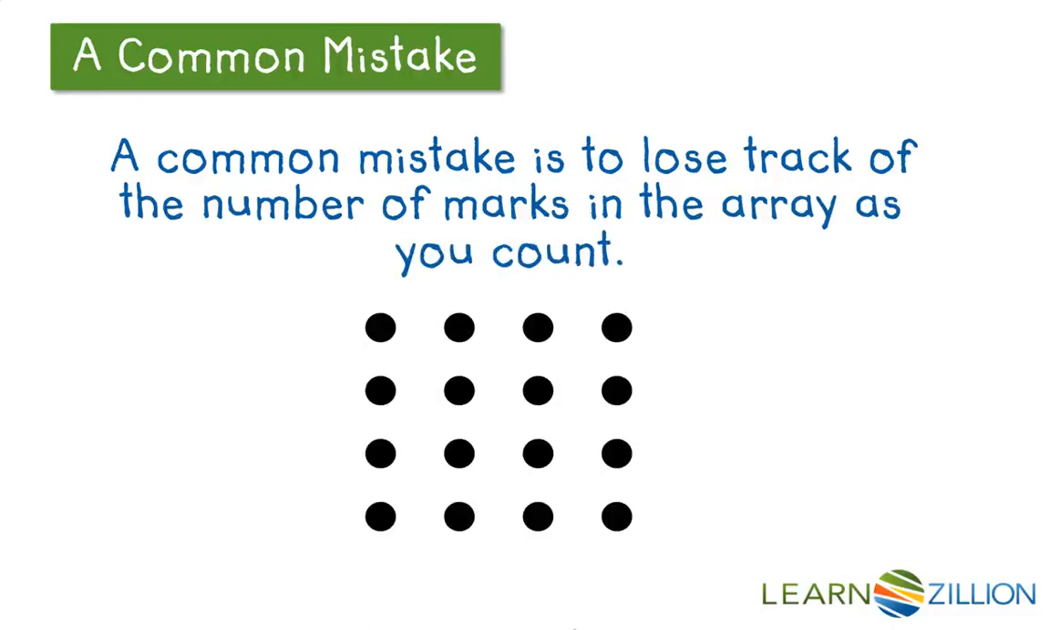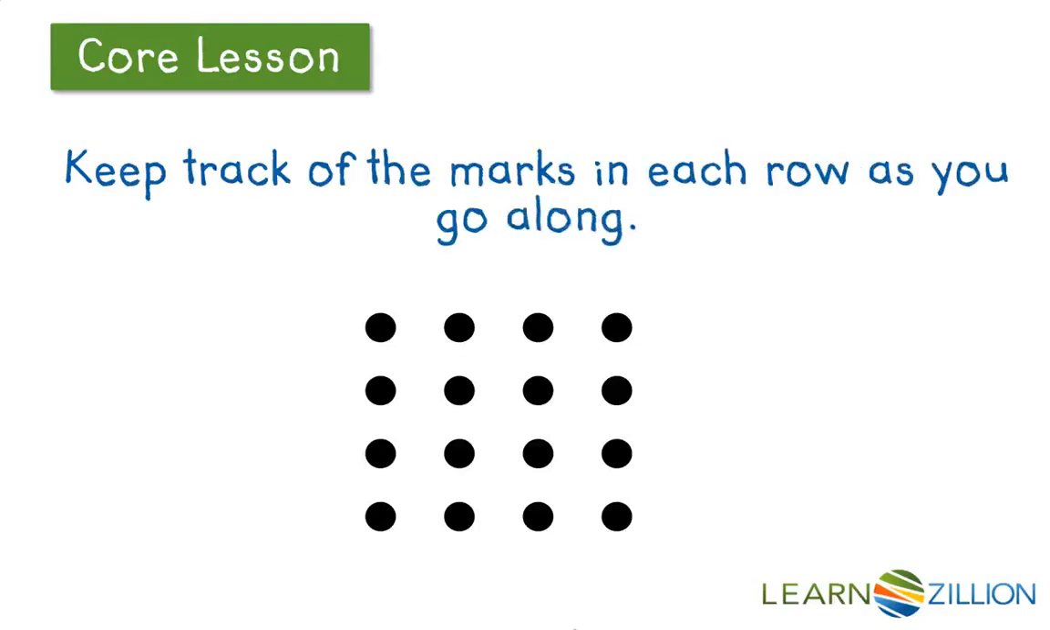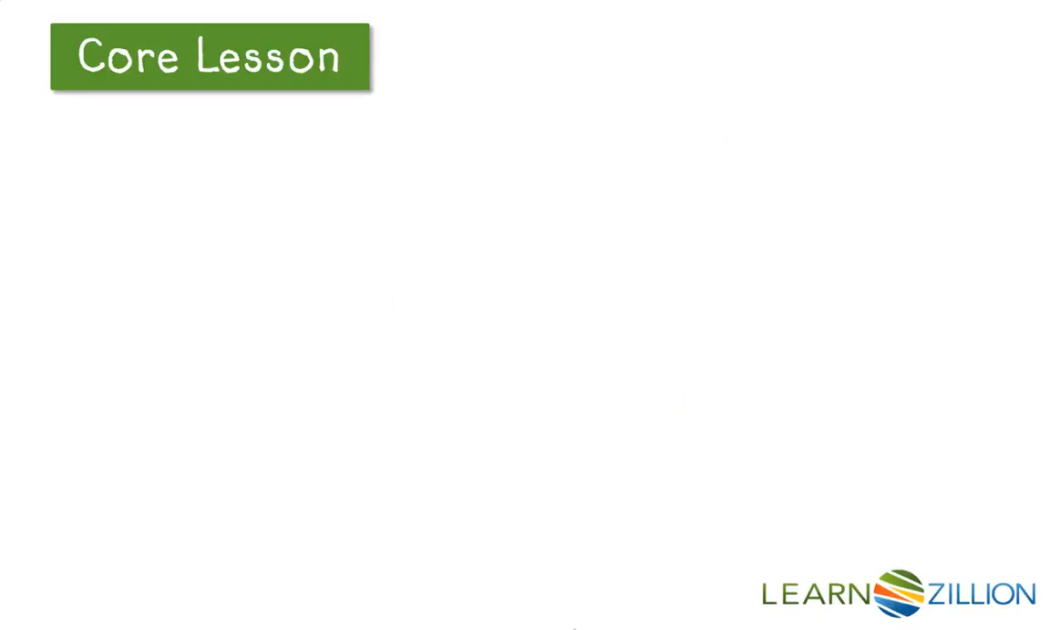Here's a 4x4 array. To make sure I don't lose track of my counting, I will put the total number of marks in each row at the end of the row. Watch as I do this. 4, 8, 12, 16. A 4x4 array has 16 marks in all. 4 times 4 equals 16.